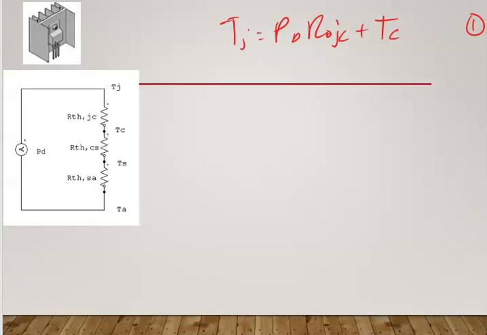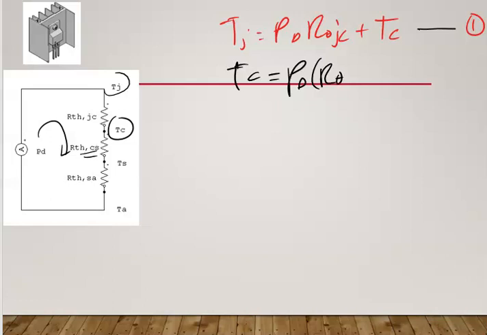So next, what about Tc just now? It's not Tj. What about Tc? So Tc is the amount of PD that comes into the circuit for the same amount of current there, times R thermal across Cs, plus the value of Ts here. So this is the second equation.